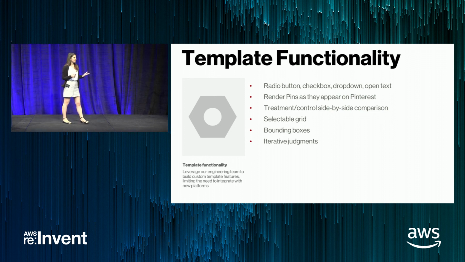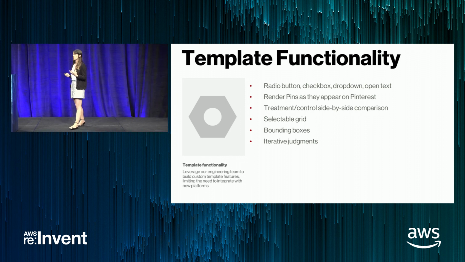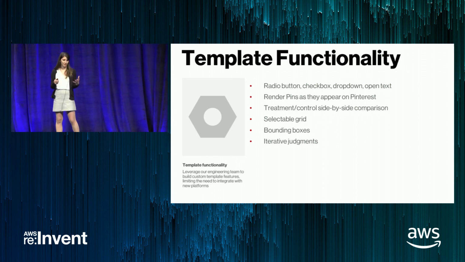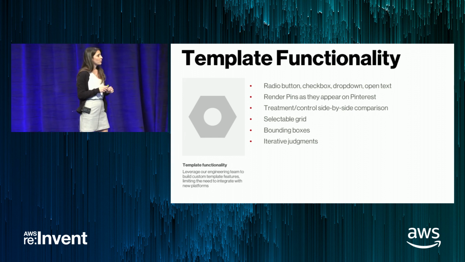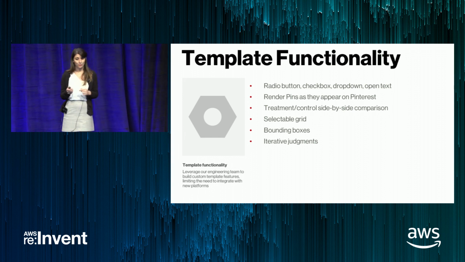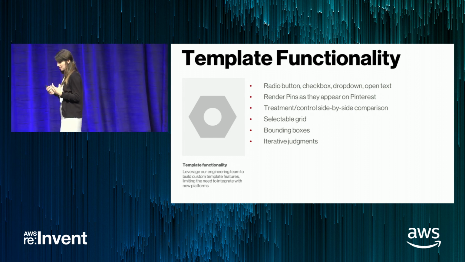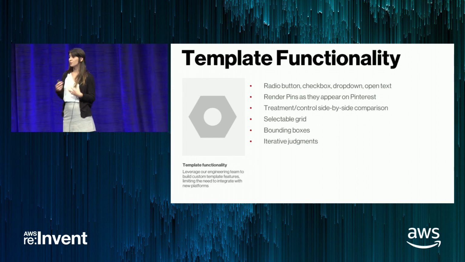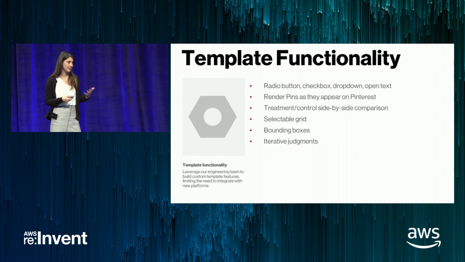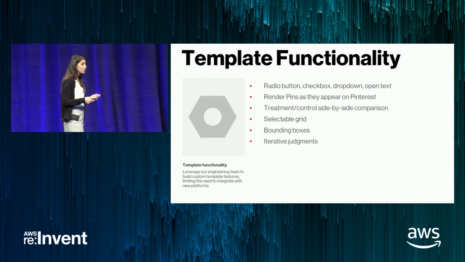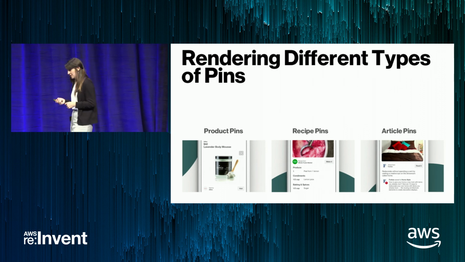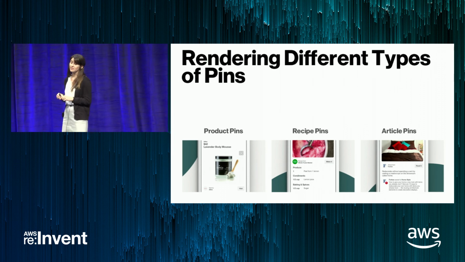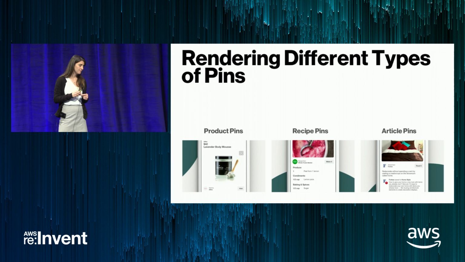So for template functionality, most of the platforms we worked with provided all of the traditional question types that we needed, like radio buttons, checkboxes, dropdowns, things like that. But a lot of our customer requests were pretty advanced, and we wanted to be able to shift our own engineering resources to build whatever functionality they needed at the time, so that we could shift to whatever priorities our company was focused on. And the first real driver for us here was the ability to render pins the way that they appear on Pinterest.